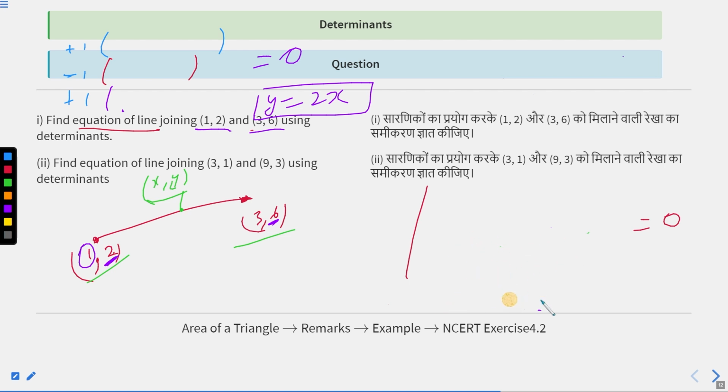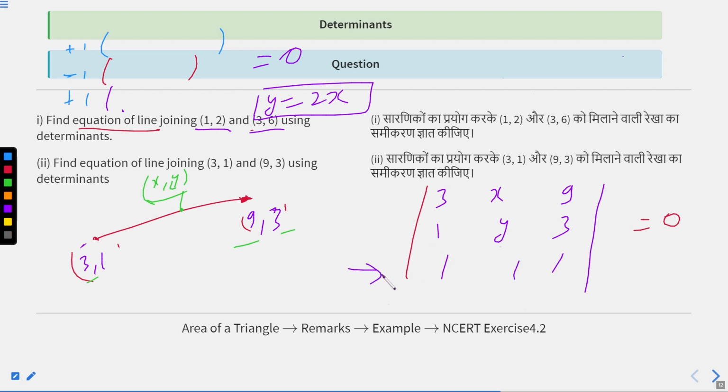So the second part says we have what points? We have 3 comma 1 and 9 comma 3. So my determinant will be x y 1, 3 1 1, 9 3 1. I will be expanding using R3. Okay, so the signs will be plus minus plus minus.